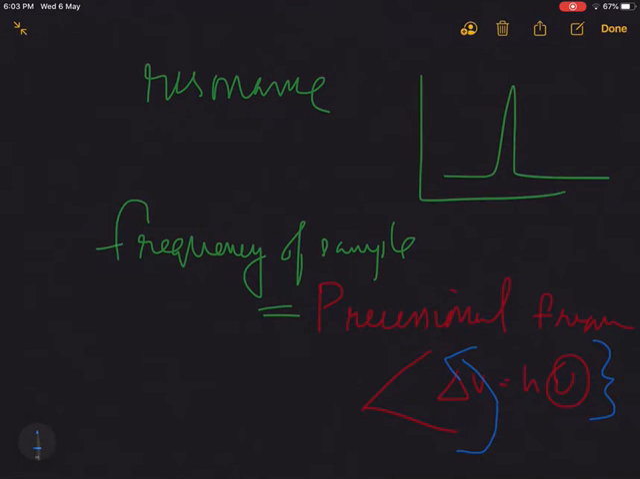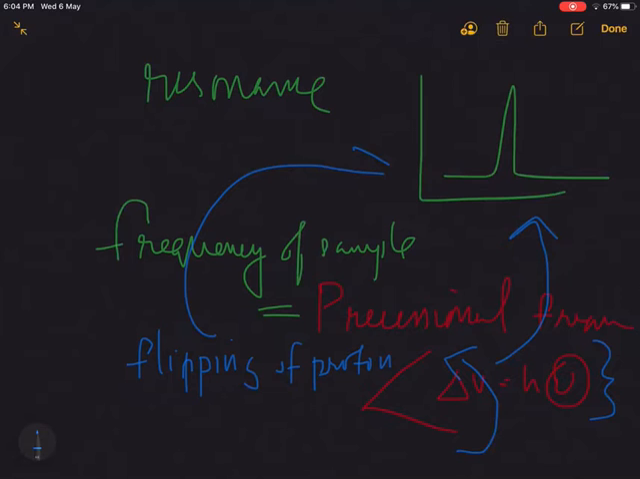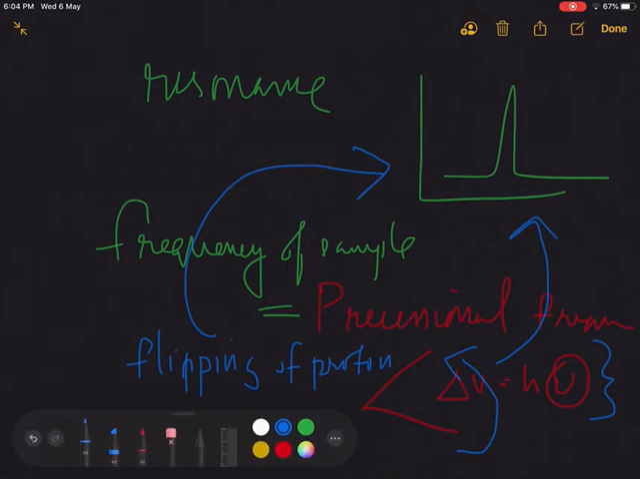And this flipping results in the formation of a signal in the NMR spectra. When the precessional frequency matches with the frequency of the instrument, which uses a particular radio frequency, radio waves are used in the instrument. When these two frequencies match with each other, there is flipping of protons from the low energy state to the high energy state, and the flipping results in the generation of a signal in the NMR spectra.